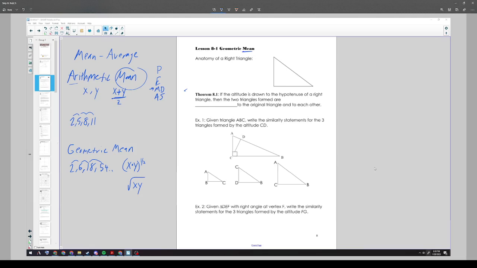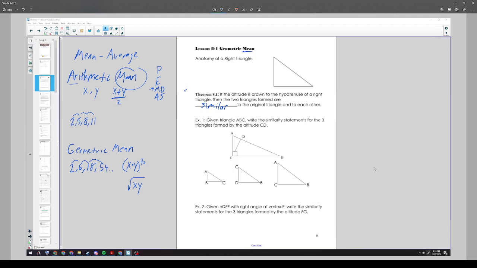It says if the altitude is drawn to the hypotenuse of a right triangle, then the two triangles formed are similar, as we just saw, to the original triangle and to each other. Given these, you can write similarity statements. We've just done a lot of that in the last chapter, but basically we're just matching up short to short and long to long.